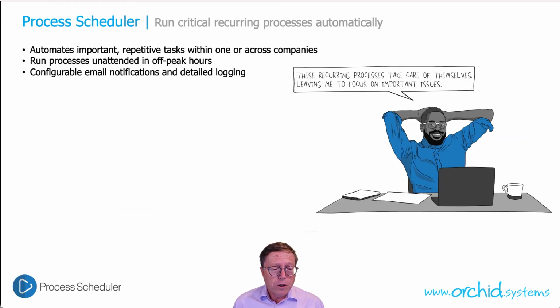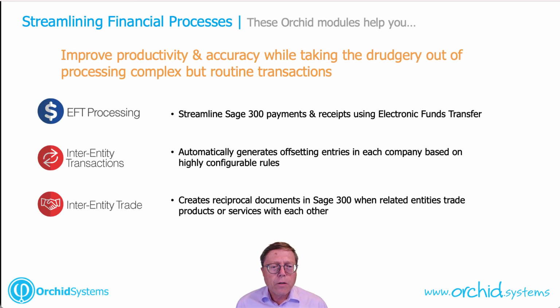The last module in this category is Process Scheduler. Process Scheduler lets you run critical recurring processes automatically, automates important repetitive tasks within one or across companies, run processes unattended in off-peak hours, and you can configure email notifications and detailed logging so you know exactly how these processes have gone.